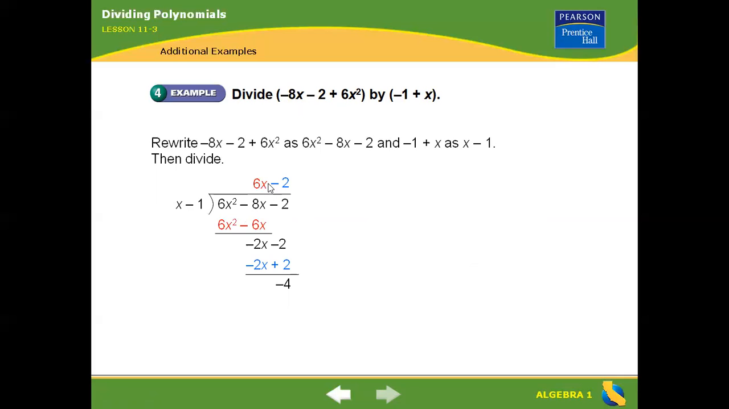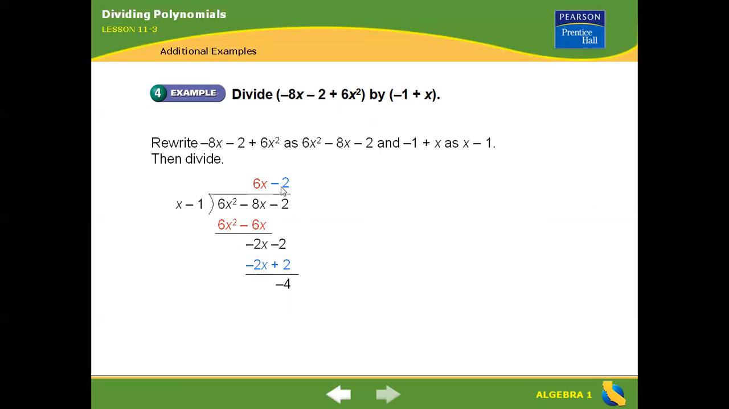6x, multiply that. 6x times x, that is 6x squared. Then 6x times negative 1, that is negative 6x. Subtract that, this one would be 0. Negative 8x minus the negative 6x would be negative 2x. Bring down negative 2, and then again repeat. First term of the difference, first term of your divisor. So you will have negative 2x divided by x is negative 2.